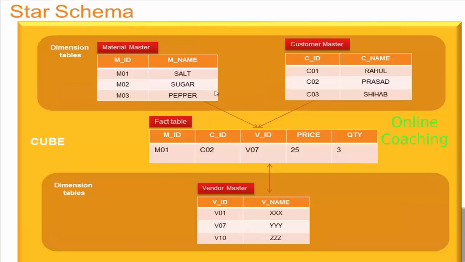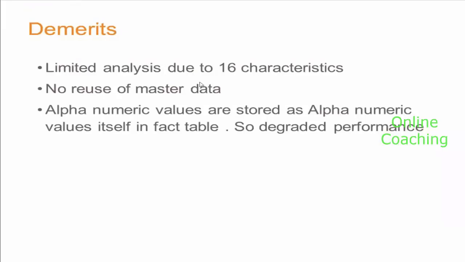This is how the star schema will be created in the InfoCube. Limitation: analysis is limited to 16 characteristics. What is the problem with the star schema? We can do analysis on only 16 characteristics because there are 16 dimensions. There is no reuse of master data. Alphanumeric values are stored as alphanumeric values themselves in the fact table, so it degrades the performance.